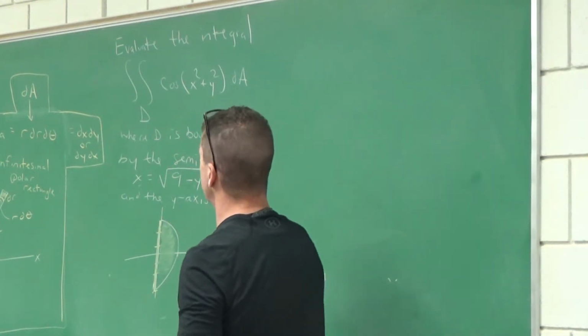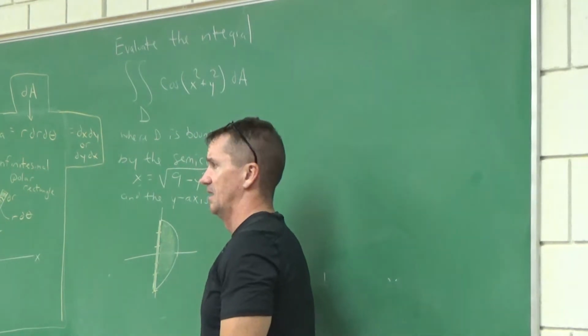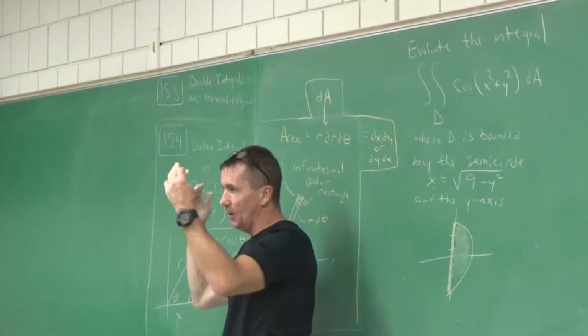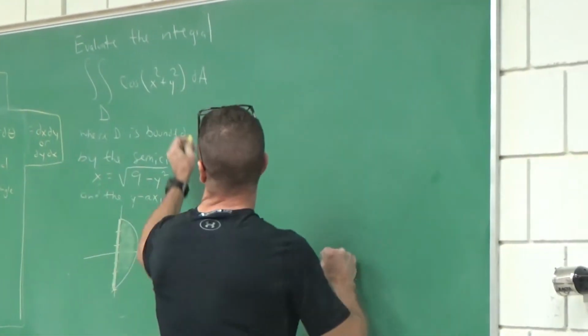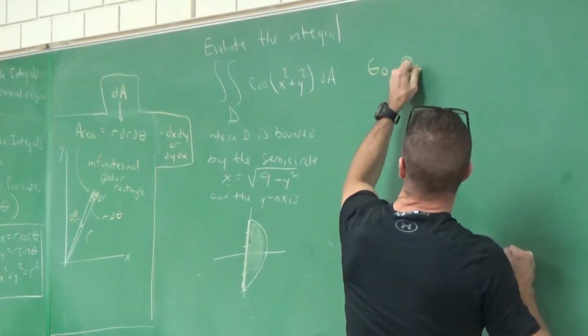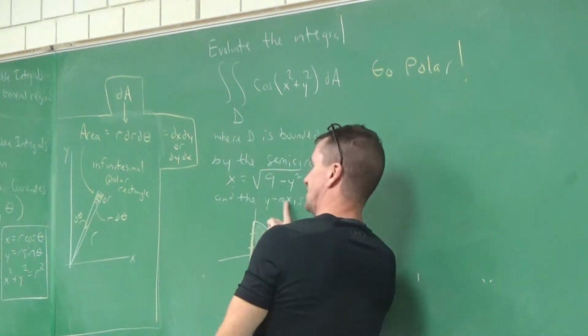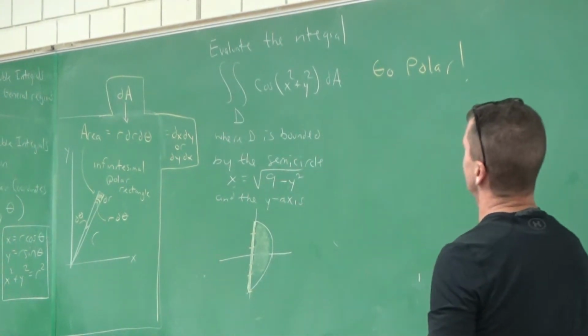Now, what do y'all think? Do you want to stay Cartesian? No way. That's a portion of a what? Polar. How about this? Polar. Look, go polar. Let's go polar on this, baby. Unless you like putting square roots and stuff, right? Square root of 9, no. Let's go polar on this.